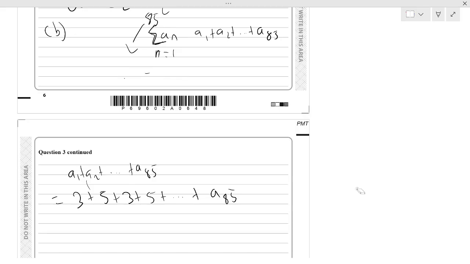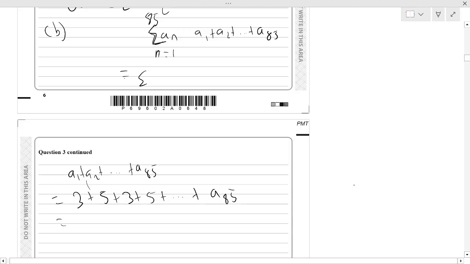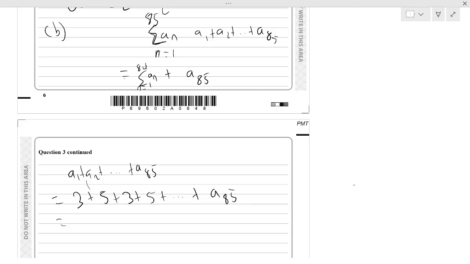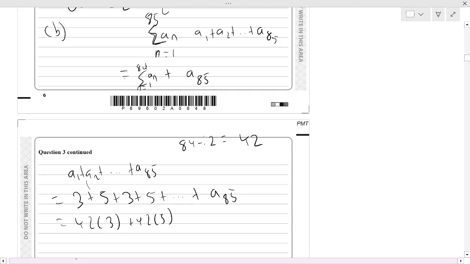But what you can do is instead consider the first 84 terms. So this is the same as saying the sum from n is 1 to 84 of an, and then you add the last term on its own. So what I've done now is have the even amount of terms, which I can divide by 2, and then add on the last odd term. Because 84 divided by 2 is a nice number. That is 42. So that means there have to be 42 lots of 3s and 42 lots of 5s, right? Hopefully you can see that.